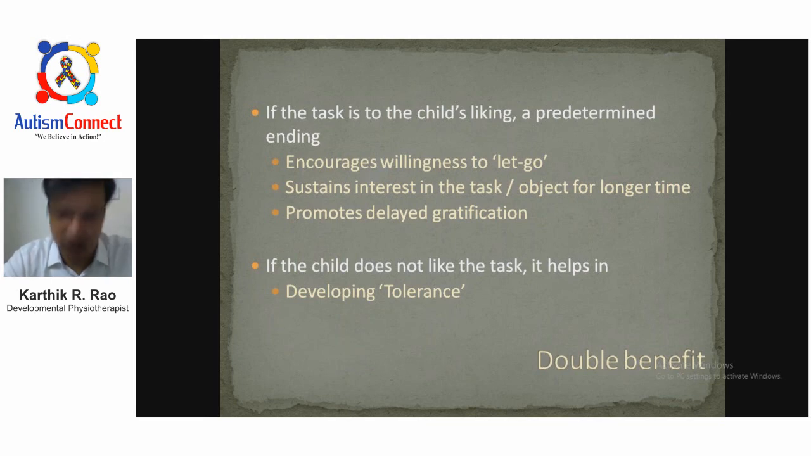If the child does not like the task, it helps in developing tolerance. Now the child knows that he does not want to do this task, but he knows there's an end to it. So what happens? He develops tolerance. This happens with us all through various examples in our day-to-day life.